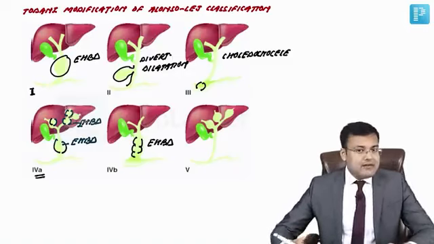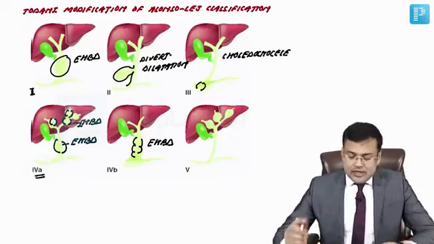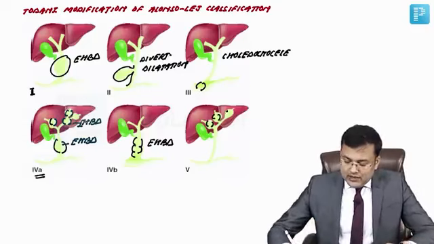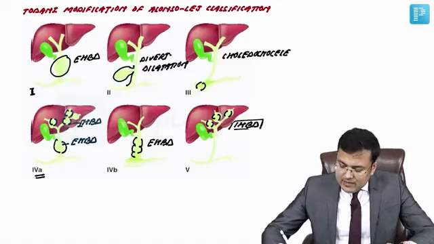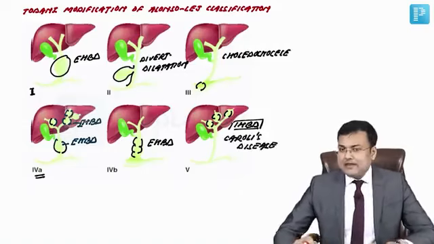And what is type 5? Here, there are multiple cysts involving only intrahepatic bile duct, and this type 5 is also known as Caroli's disease. This is Caroli's disease. These are the 5 types.